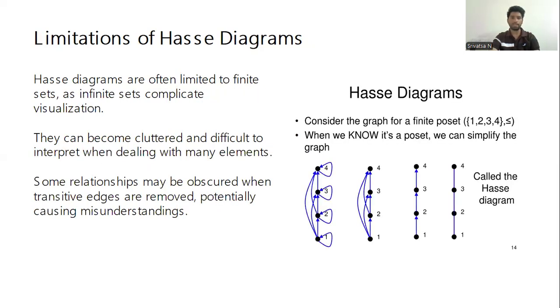Limitations of Hasse diagrams. Hasse diagrams are often limited to finite sets, and infinite sets complicate visualization. They can become cluttered and difficult to interpret when dealing with many elements. Some relationships may be obscured when transitive edges are removed, potentially causing misunderstandings. So now we know what Hasse diagrams are using the image.